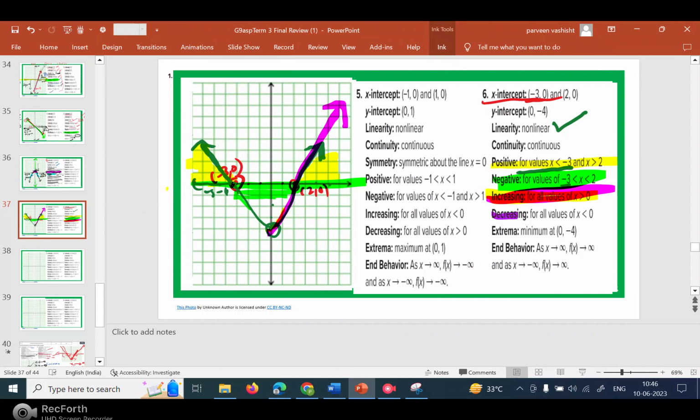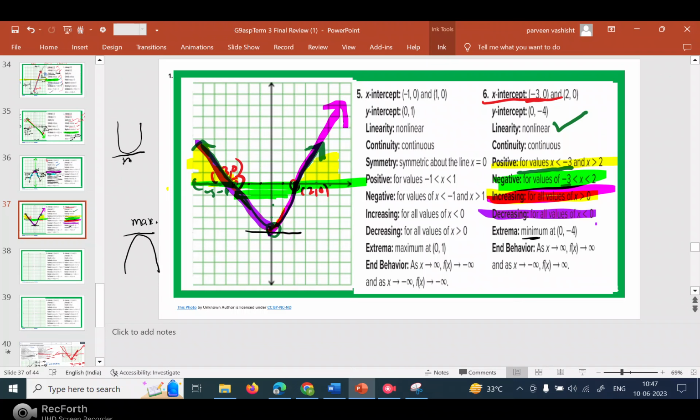And it is decreasing. Decreasing means coming down. So where is it decreasing? It is decreasing for all values less than 0. Extrema means either a maximum value or a minimum value. Here the value is minimum. When your parabola is like this, it is a maximum value. If your parabola is like this, it will be your minimum value. Take care of this thing. So the minimum value is at 0 and minus 4.